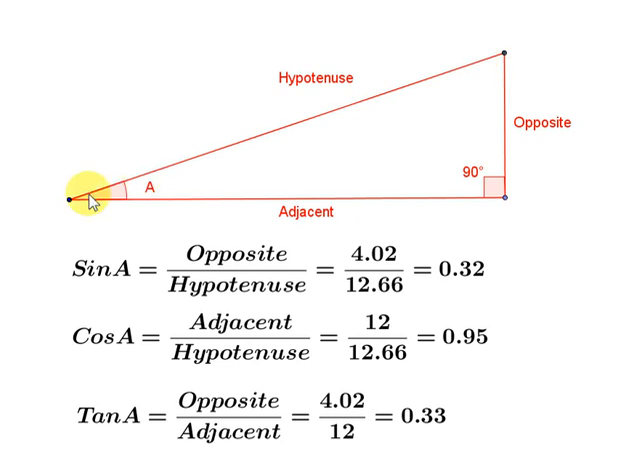The hypotenuse of a right angled triangle is opposite the 90-degree angle. The hypotenuse is the longest side of a right angled triangle. It is opposite the largest angle. The largest angle in a right angled triangle is the 90-degree angle. The other two angles are always less than 90.